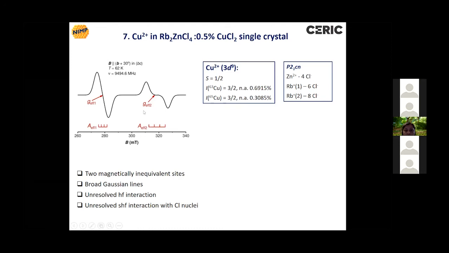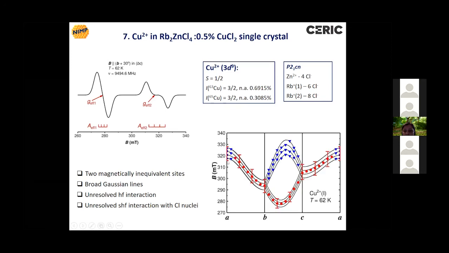And if we look at the corresponding roadmap, you see that these magnetically inequivalent centers are separated only in the BC plane, and in the other two planes they are superposed.